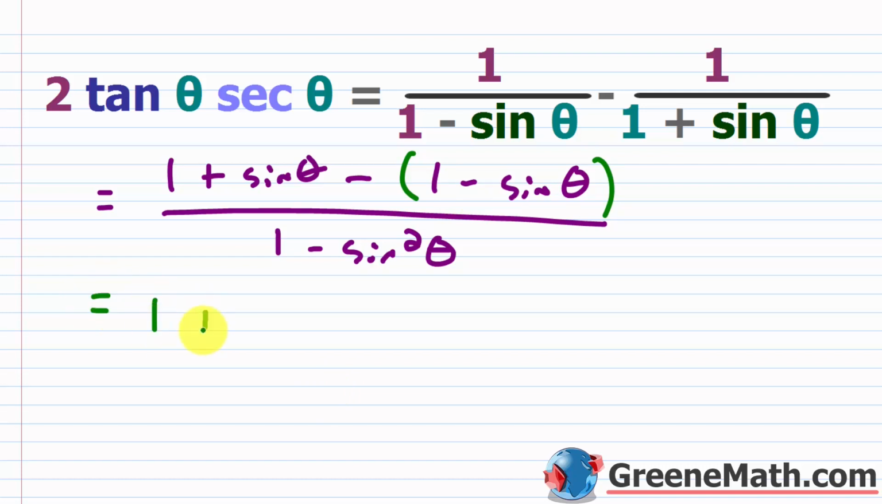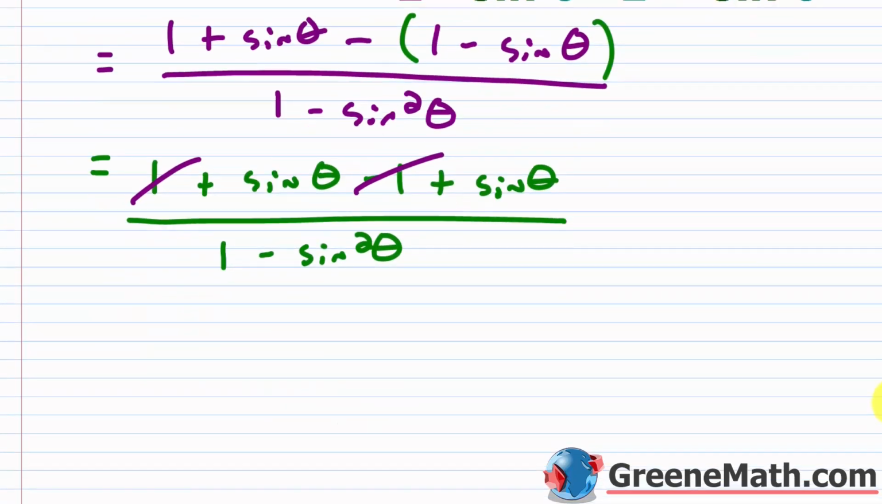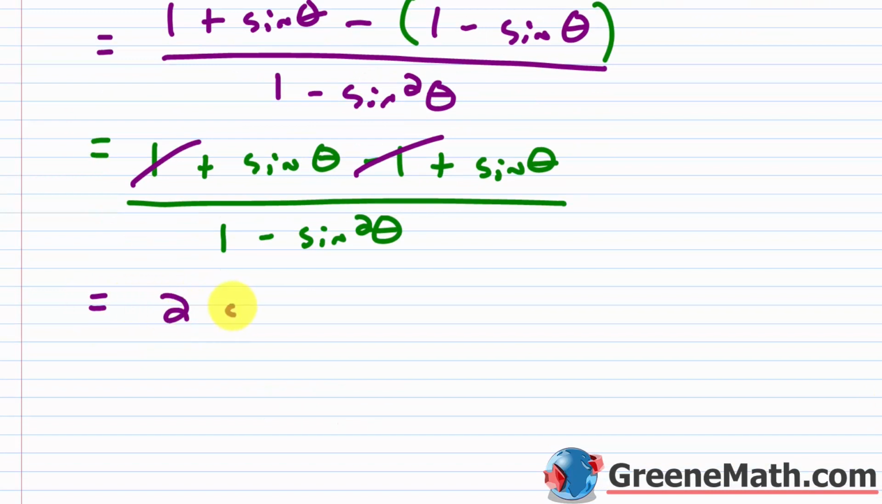So I'm going to have 1 plus sine of theta. Again, you're distributing this negative. So minus 1, distribute the negative here, so plus sine of theta, okay? And this is over 1 minus sine squared theta. So what can we do here? Well, we see immediately that this is going to cancel, okay? So now I basically have 2 times sine of theta, so 2 times sine of theta over 1 minus sine squared theta.